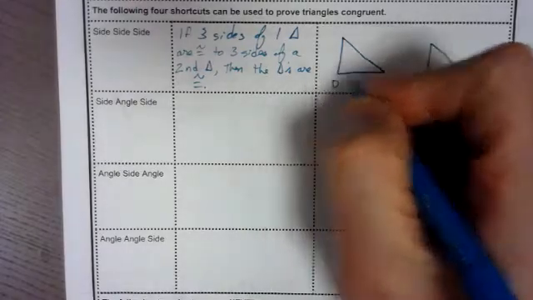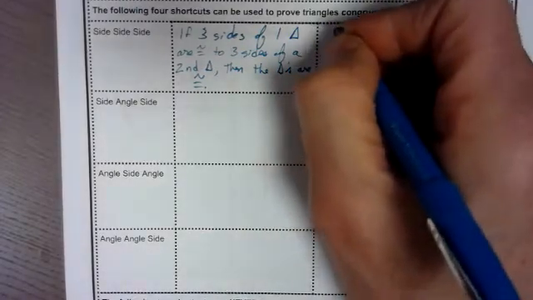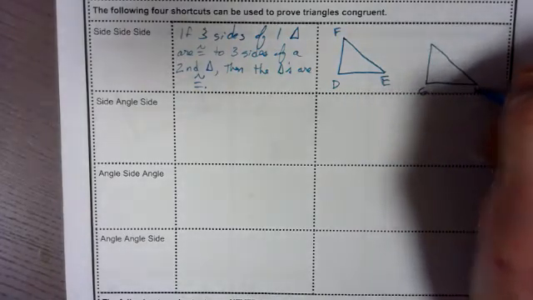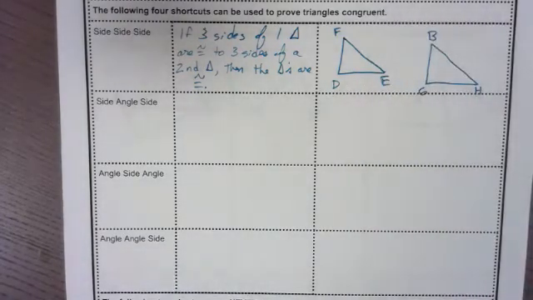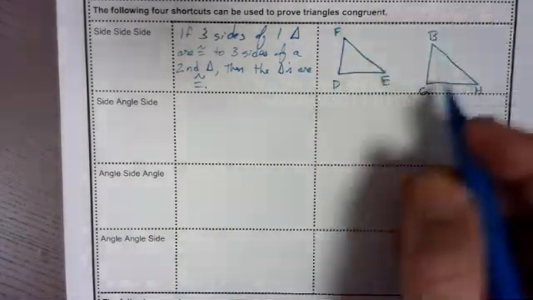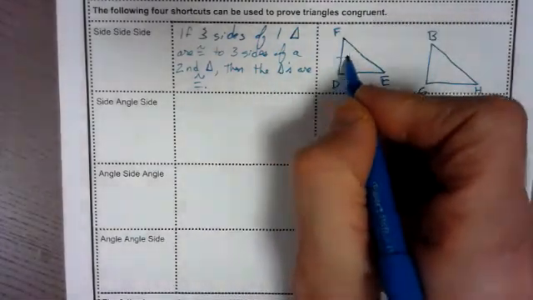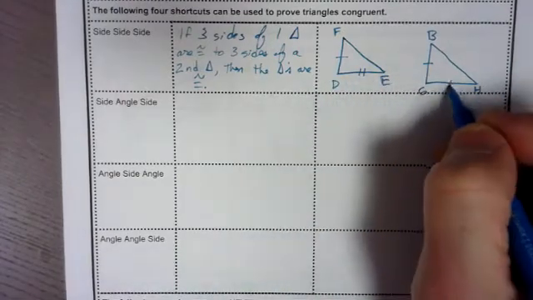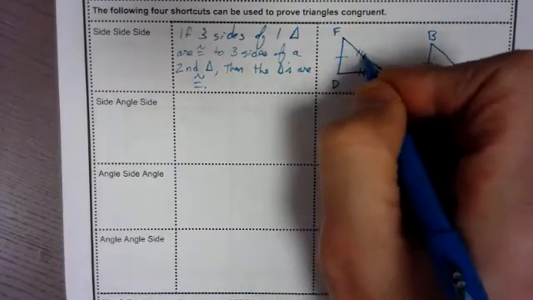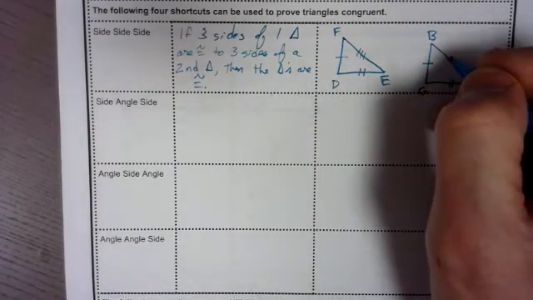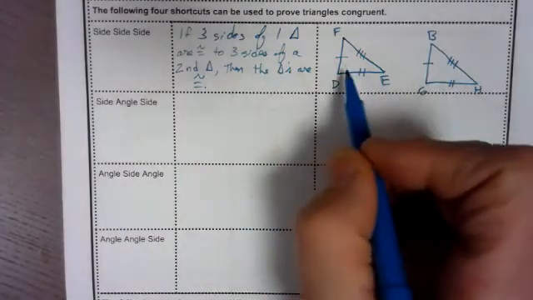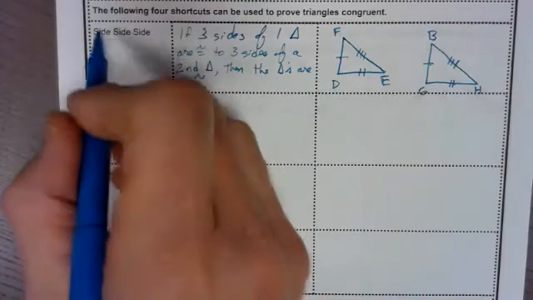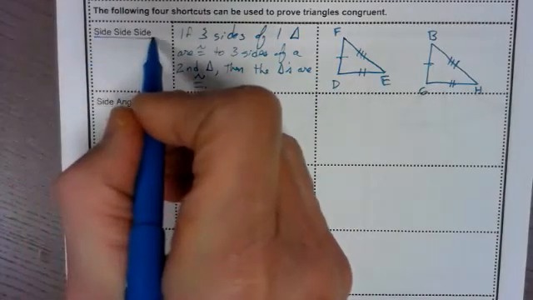Let's say we have triangle DEF, and we have triangle GHB. And we see in our diagram that this side is congruent to this side, that DE is congruent to GH, and that FE is congruent to BH. Side, side, side. So that shows us that side, side, side is congruent.